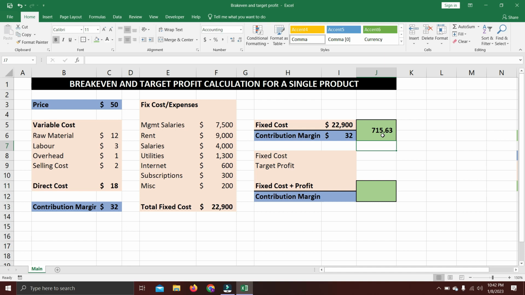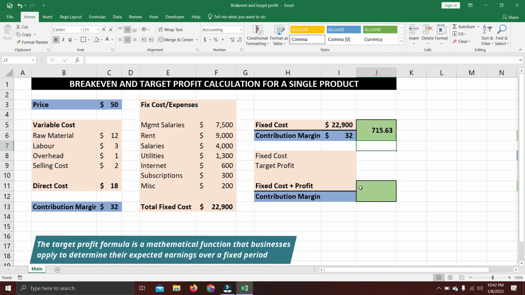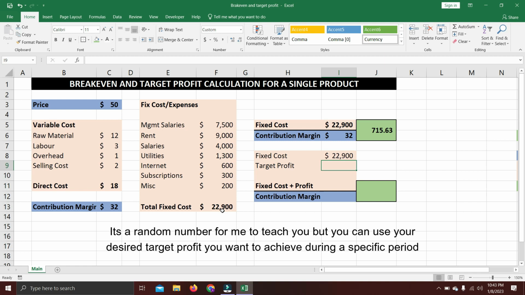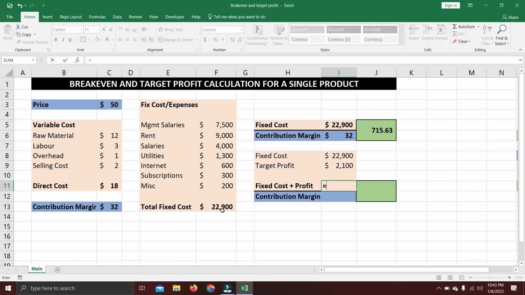We'll also do calculations for this in a while, but now let's calculate target profit, because in our calculation we will verify break-even along with target profit. Let's calculate this first, then we will do the calculations as well. We have our fixed cost here, so I will simply take that again, equals, then this cell, and enter. Then target profit is just a random number. Let's say I will take 2,100, and here I will add these both, equals this plus fixed cost.